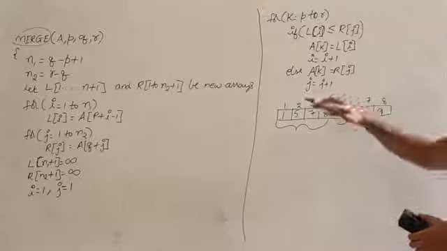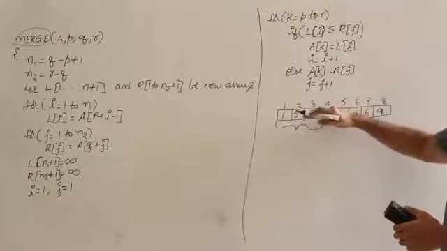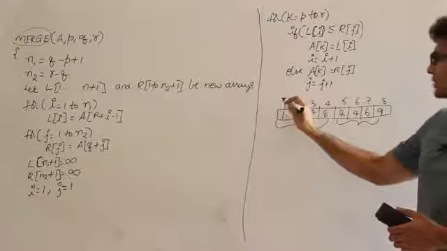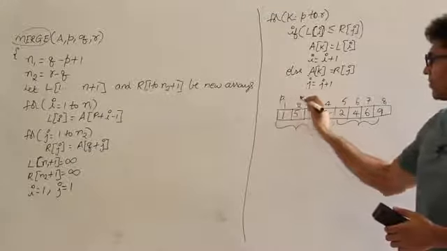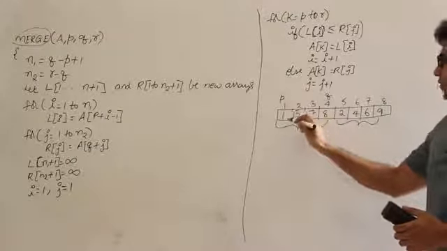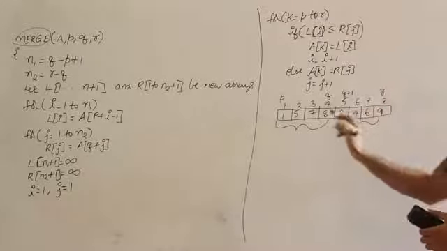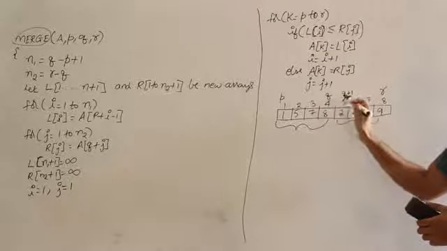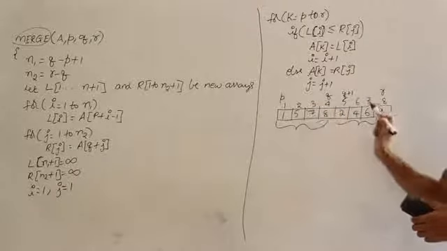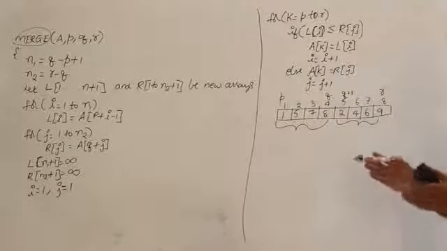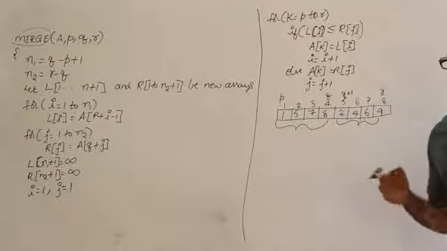So how does this algorithm work? Whenever an array A is given in such a way that from P to Q it is sorted and from Q plus 1 to R it is sorted, that is, P to Q and then Q plus 1 to R, if these two lists are sorted, I want to merge them into a single sorted list.